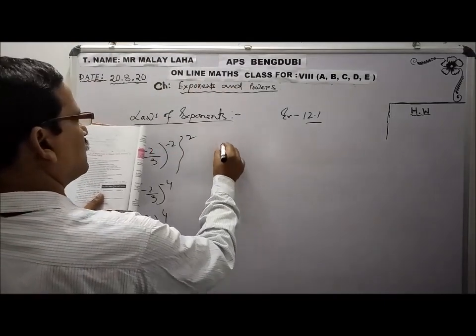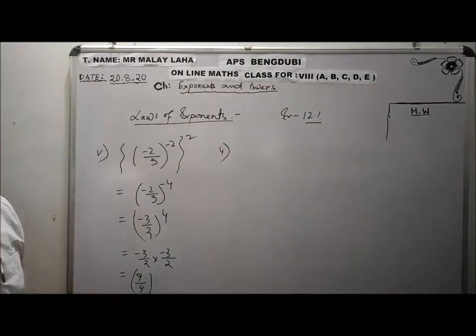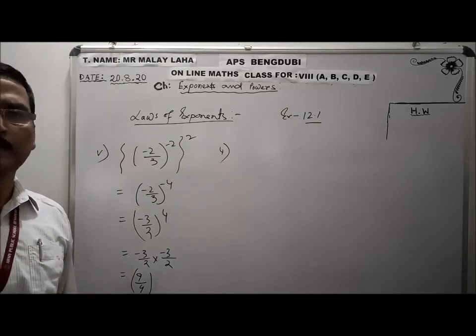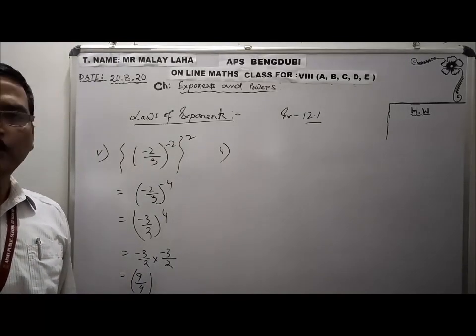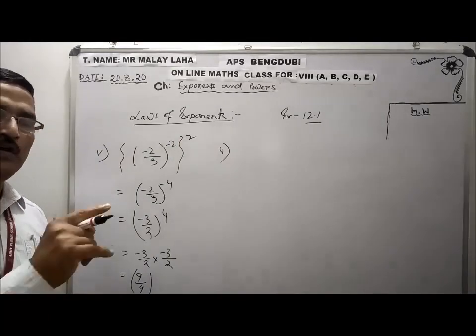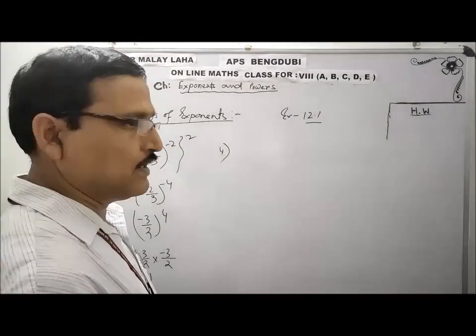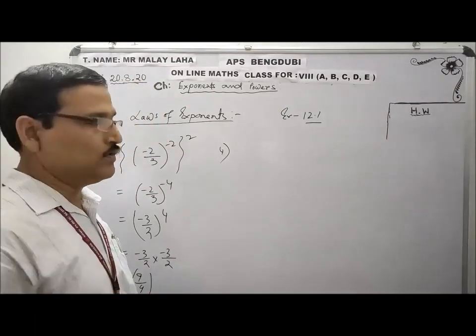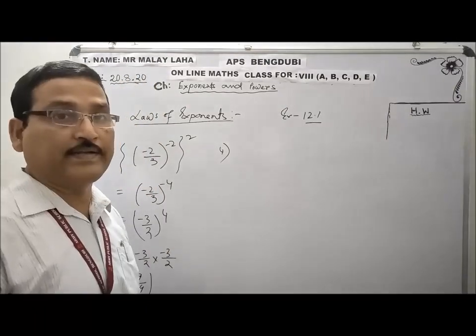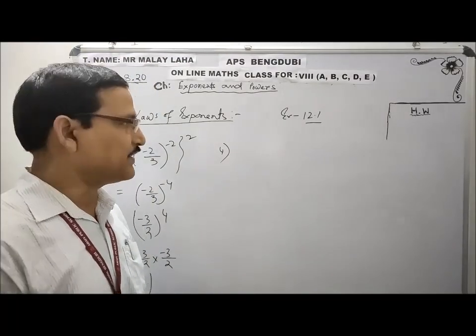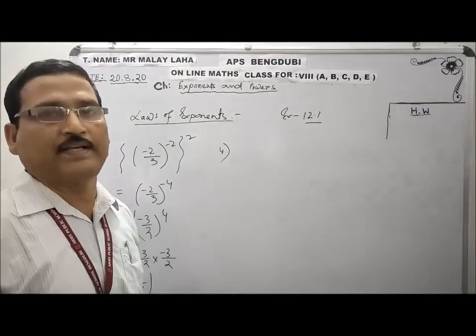Question number 4. Nothing is here, you have to apply the laws. You have done so many of this type of question in class 7. I will suggest, if you have the class 7 book, you can also solve those questions. Whatever we have learned in class 7, those questions are also very important. Only difference is that in class 7 there was no negative exponent, but here you will get maximum negative exponent.